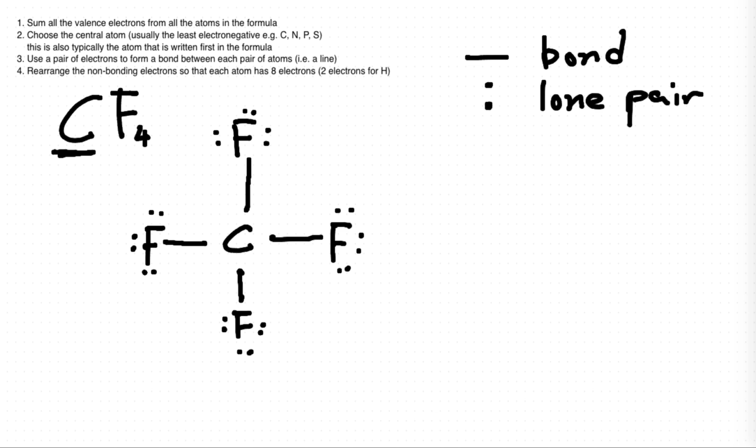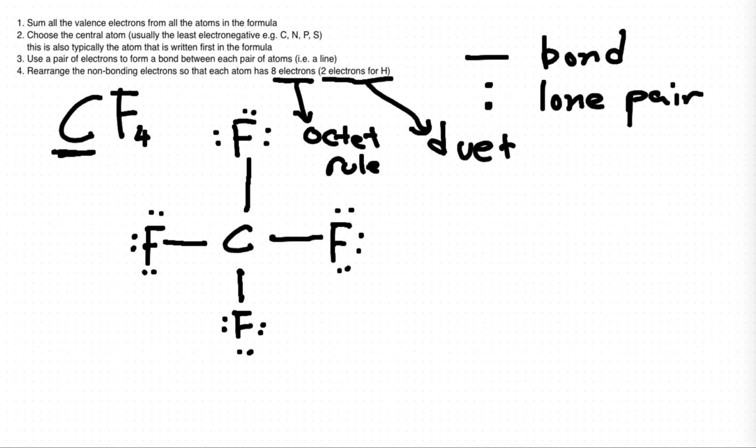Now, for most atoms, the happy number, as I like to call it, is 8. Most atoms are stable when they have 8 electrons. This is called the octet rule. The only other main atom that goes by a different number of valence electrons is hydrogen, which allows for 2 electrons, and this is called the duet rule.